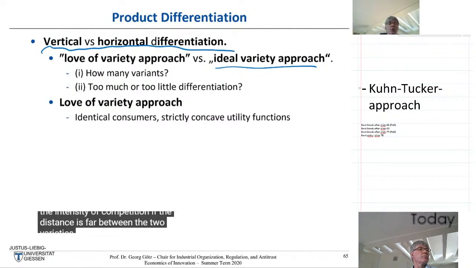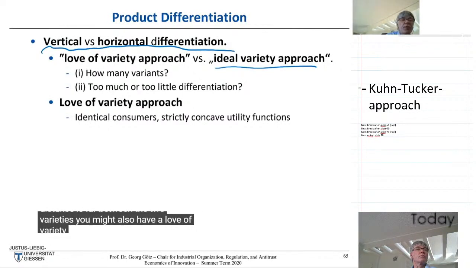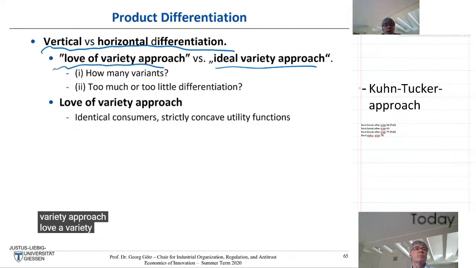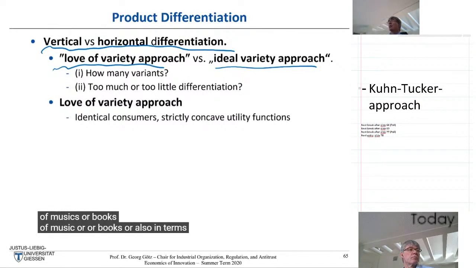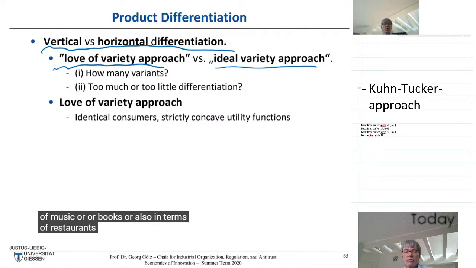And therefore, you get some reduction in the intensity of competition if the distance is far between the two varieties. You might also have a love of variety approach. Love of variety approach means you demand several products. If you think in terms of music or books, or also in terms of restaurants, typically most people would not have an ideal variety.